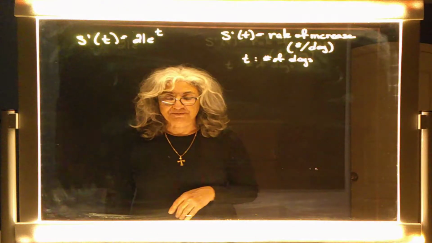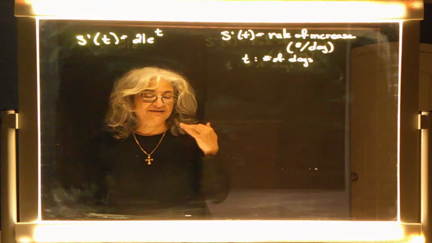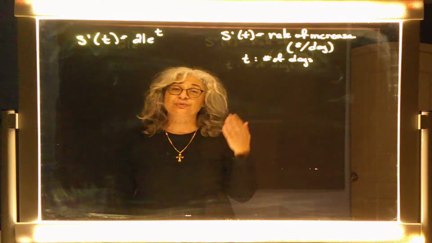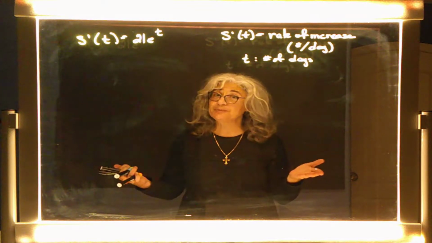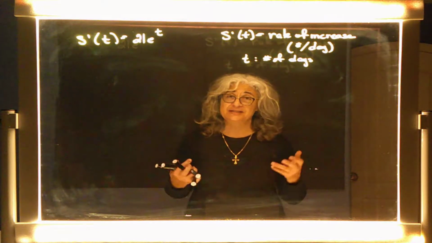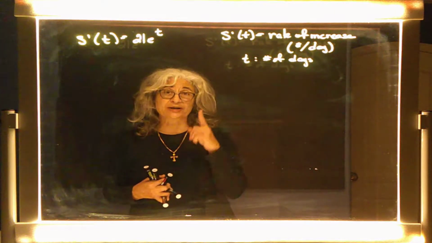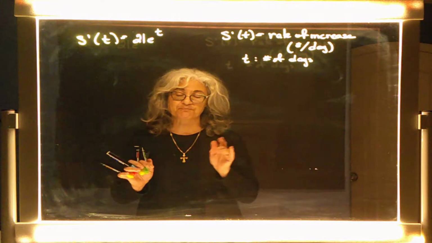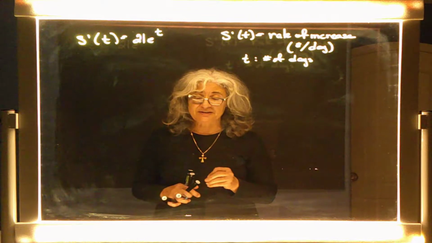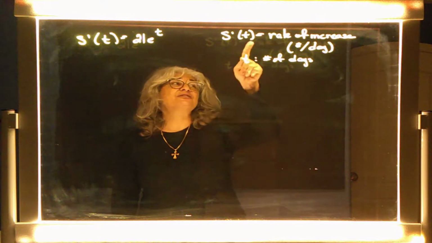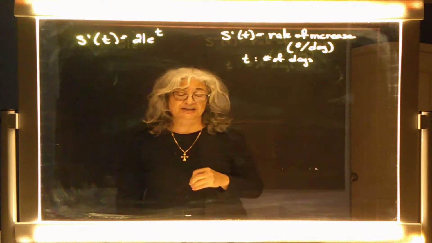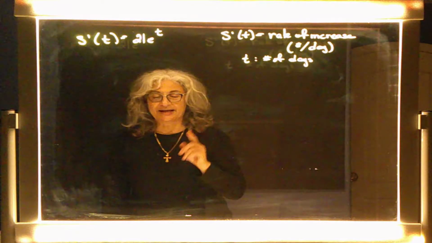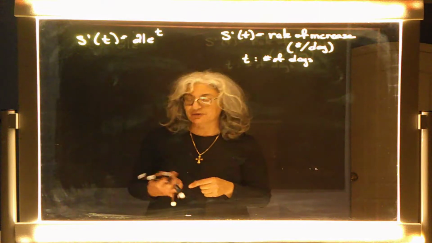Let's look at the next story. A company estimates that its sales will grow continuously at a rate given by the function S prime of t equals 21 times e to the t. So it's a rate, which doesn't surprise us that they've given us a derivative. Agreed? Okay. S prime of t is the rate at which the sales are increasing, and that's in dollars per day, and t is the number of days. Now, two parts, so let's look at part A.